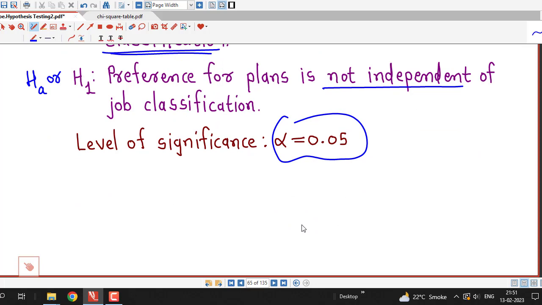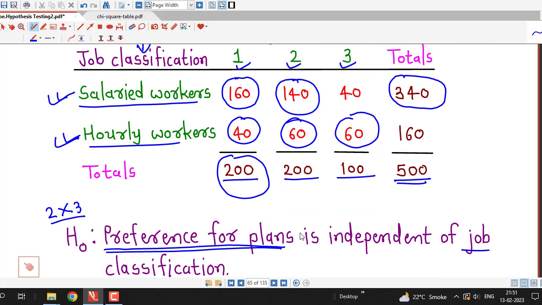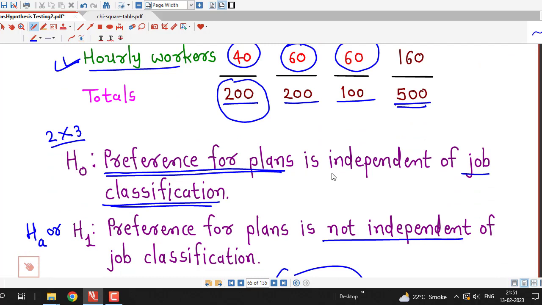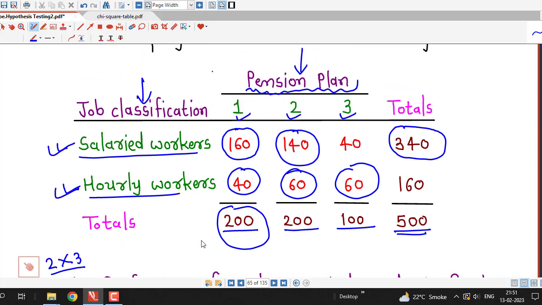0.05. Now, to apply this chi-square test, we will require expected frequencies. Expected frequencies are those we obtain by assuming that the null hypothesis is true, that is, preference for plans and job classification are independent.